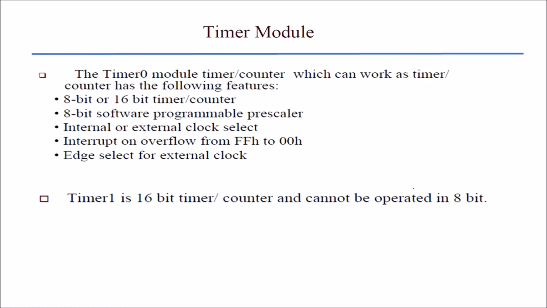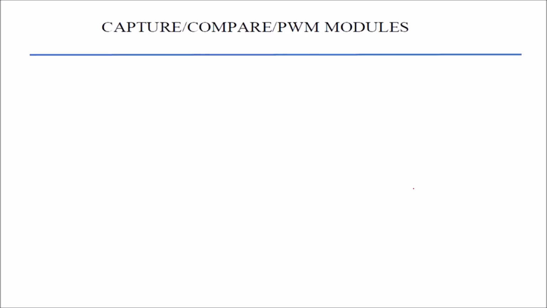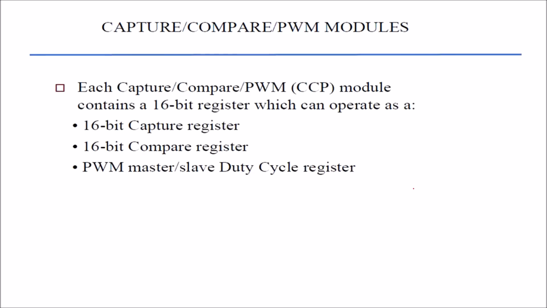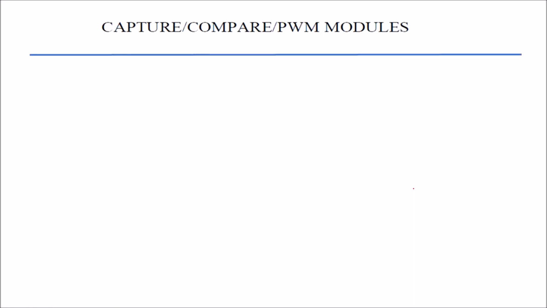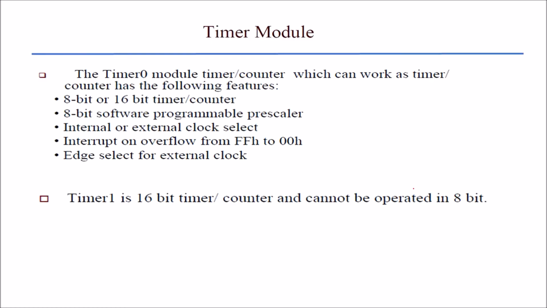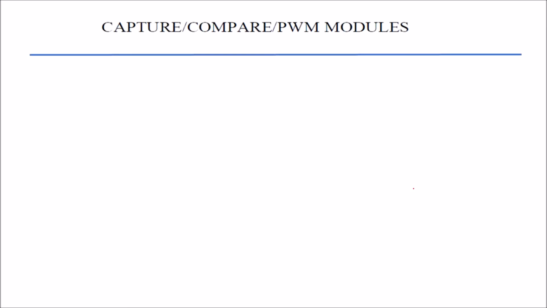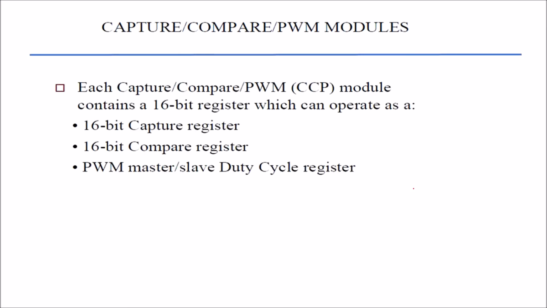Timer 1 is a 16-bit timer counter and cannot be operated in 8-bit mode. Capture, compare, PWM modules are also available. So it contains a 16-bit register which can operate as a 16-bit capture register, 16-bit compare register and PWM master slave duty cycle register. So three functions are there in the CCP module.